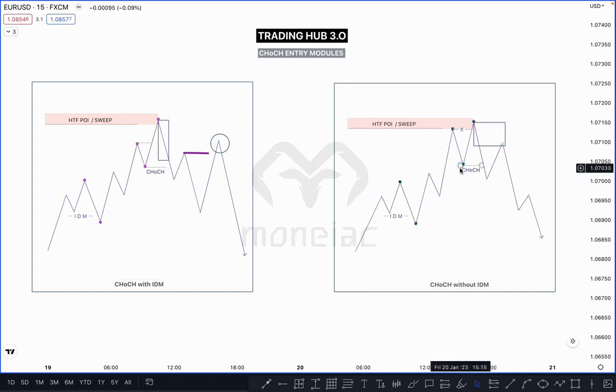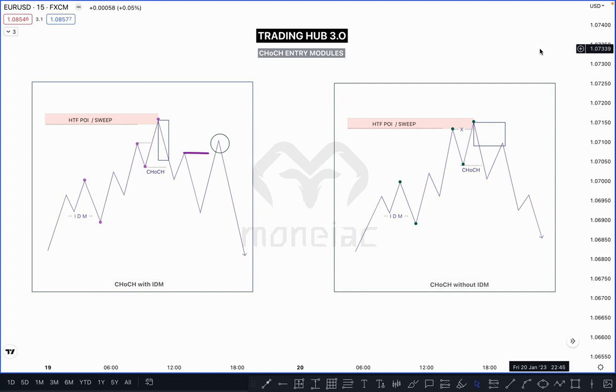So when the market breaks the first low, this is called a change of character. The same thing happens here, change of character, and you can immediately sell here on the pullback. Why? Because the market has taken out the previous high. So this is our chalk entry module. When the market breaks the first low or high, that's called chalk.